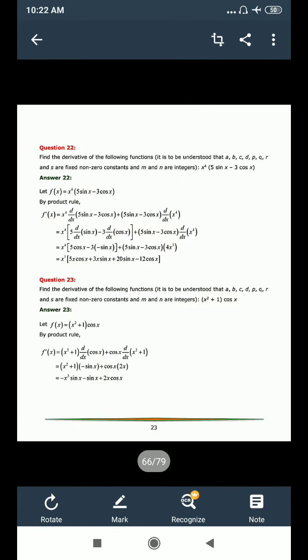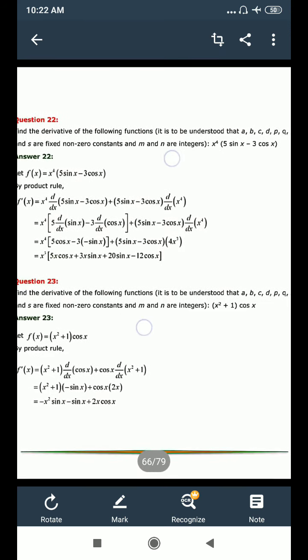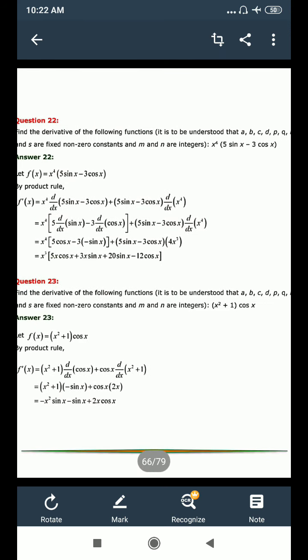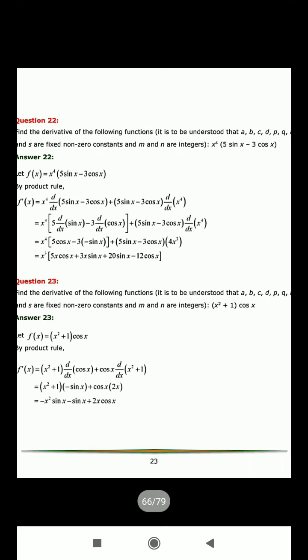Come to the next, 22nd. It is x⁴ into (5 sin x minus 3 cos x). We'll use the product rule. x⁴ as it is, derivative of this. Then 5 sin x minus 3 cos x as it is, derivative of x⁴. So in the first, 5 sin x minus 3 cos x, it is done explicitly.